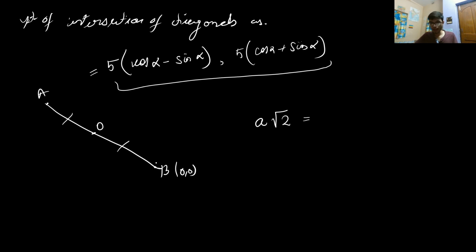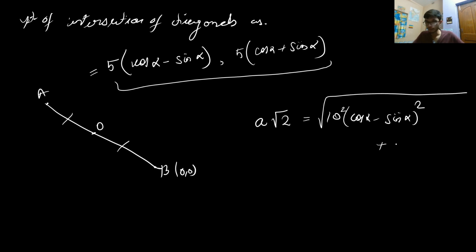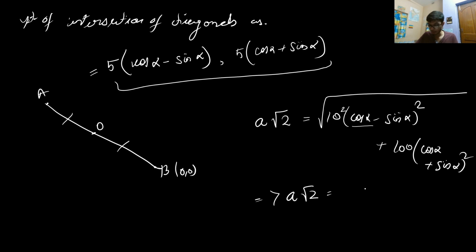So if I have to find the length of this line, it is equal to the square root of 10 into cos alpha minus sin alpha whole squared plus 10 into cos alpha plus sin alpha whole squared, that is 100 into the sum. In doing so, we use the identity cos square alpha plus sin square alpha equals 1, and similarly sin square alpha plus cos square alpha is also 1. The term plus 2 times cos alpha sin alpha cancels out with minus 2 times cos alpha sin alpha, and the terms left are 1 and 1. That means a root 2 is equal to root under 100 plus 100, that is root 200, which becomes 10 root 2. So the value of a is equal to 10. That means the length of the side of the square is 10 units.